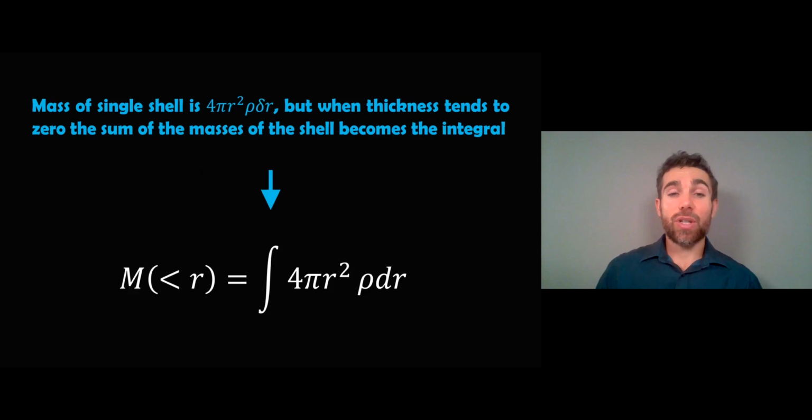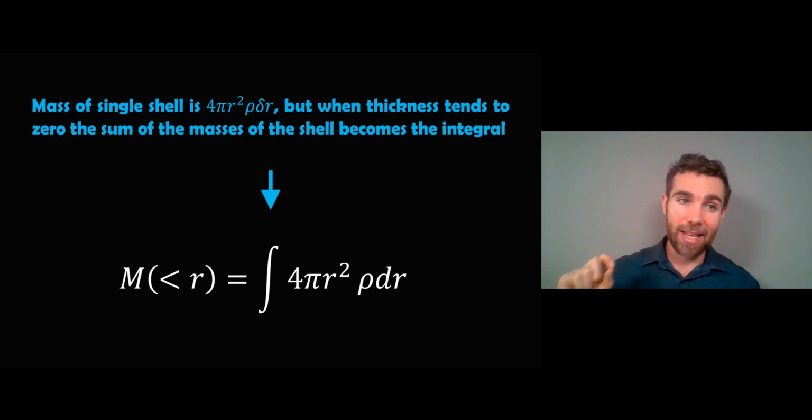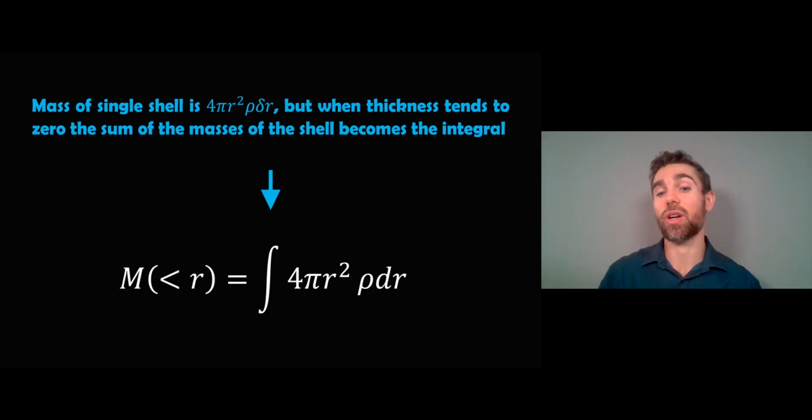Now the mass of a single shell can be given as 4 pi r squared times the density times delta R. But if the thickness of the shell tends to 0, then the sum of the masses of the shells becomes the following integral. So we can write it in an integral form here.